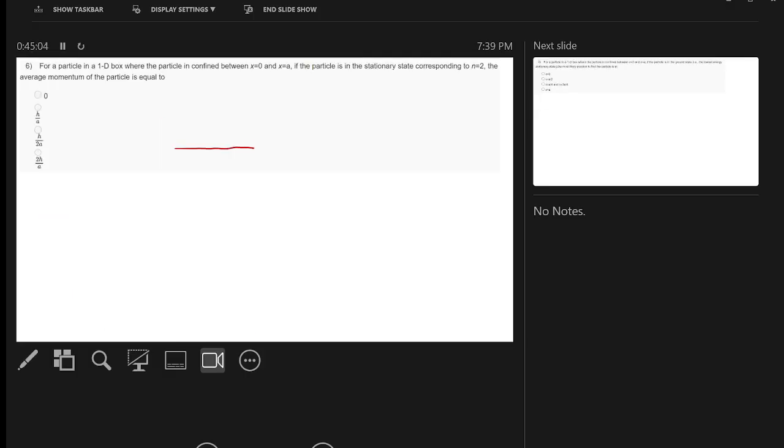Now coming to next question. For a particle in a one-dimensional box where the particle is confined between x equal to 0 to x equal to a, if the particle is in the stationary state, the average momentum of the particle is equal to. So let's draw a box here, 0 to a. The particle is n equal to 2.